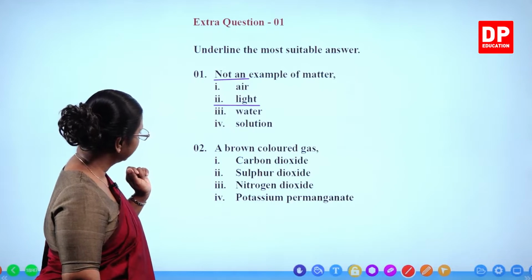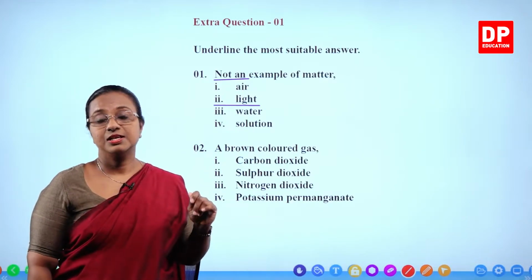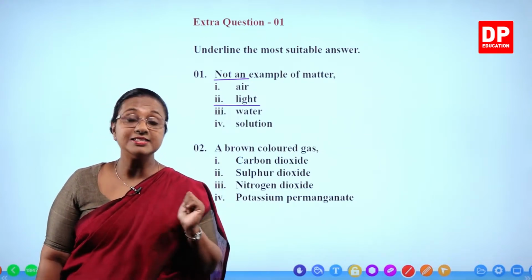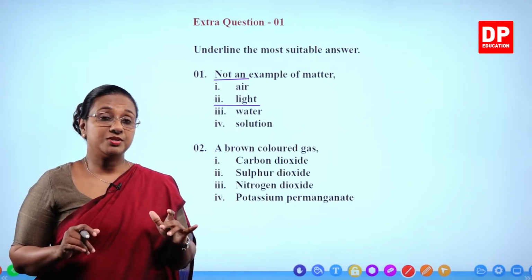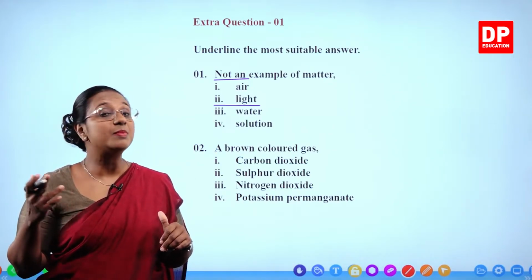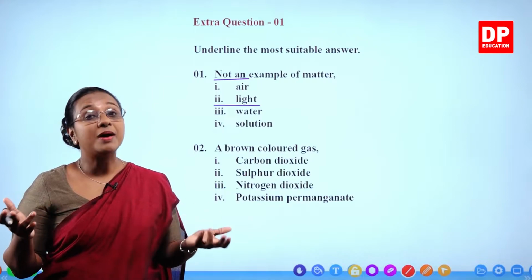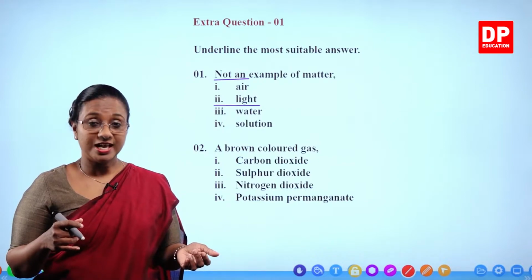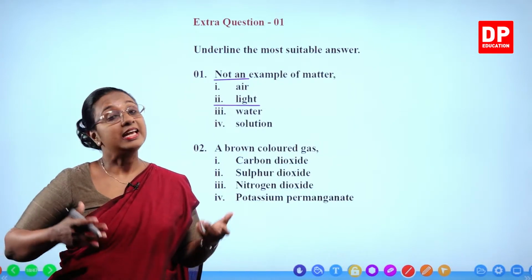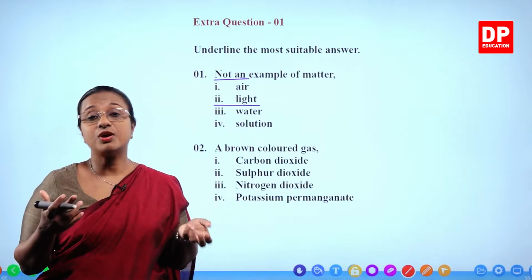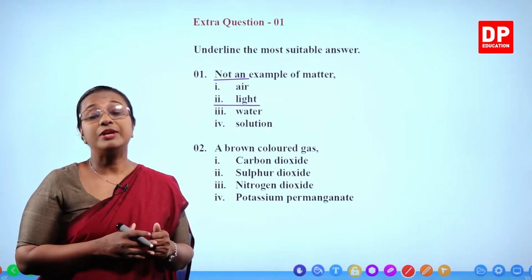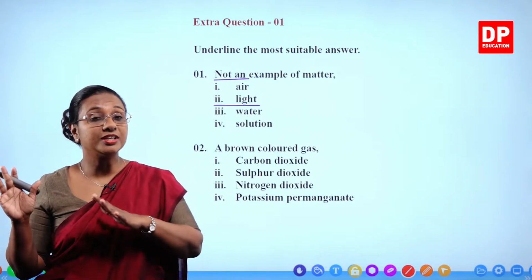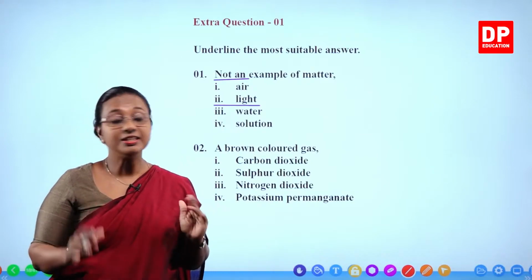Then the second one, a brown colored gas. So you have to check whether it is a gas and you have to see whether the color is brown. Now, if you remember, students, we have looked at a gas that is brown in color. Can you remember that? For the particulate nature of gases. Nitrogen dioxide gas, a brown colored gas. In addition to that, iodine is a solid substance that is also brown in color. It can be dissolved and formed into a solution, but there it is not a gas. Although it's brown in color, it's not a gas.